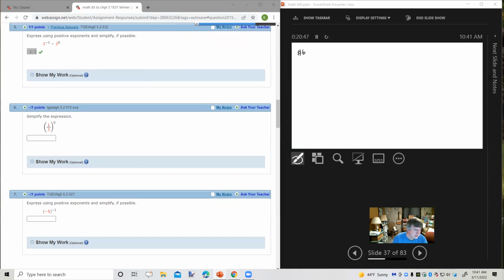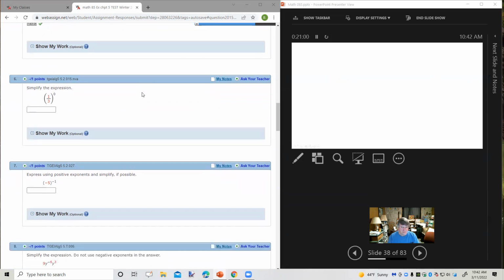Number 6, simplify the expression. We have a quantity, a base that is not 0. Well, that is 1/3 to the 0 power. So this is just the number 1.